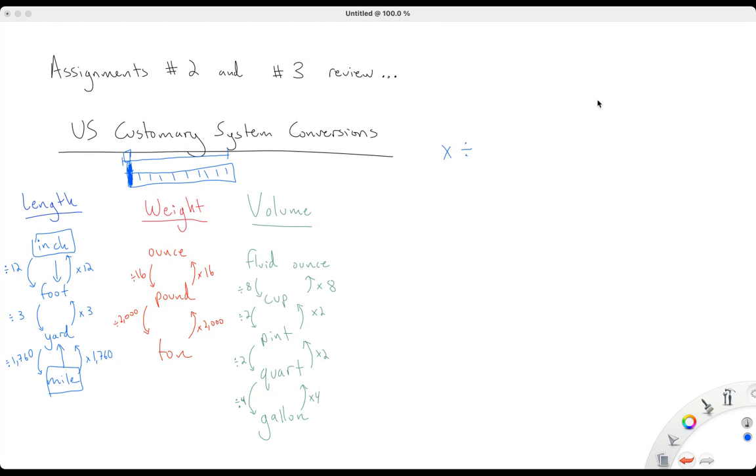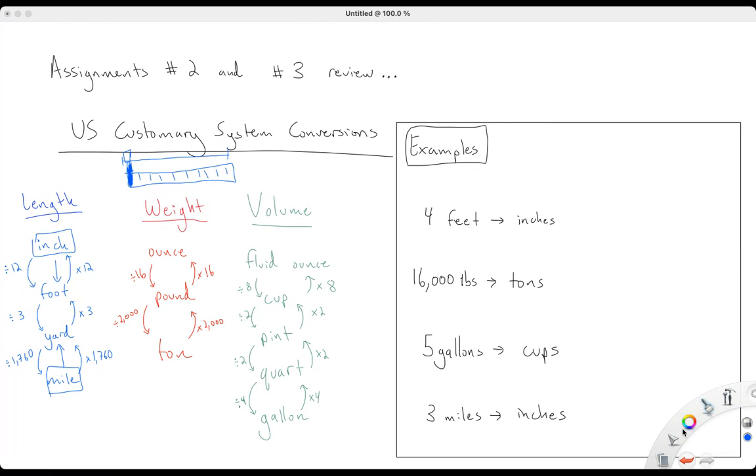And that's going to help us out as we go through a couple of these examples together real quick here. So let's erase this and let's plop these examples here. So the first one that we're working with says 4 feet to how many inches.